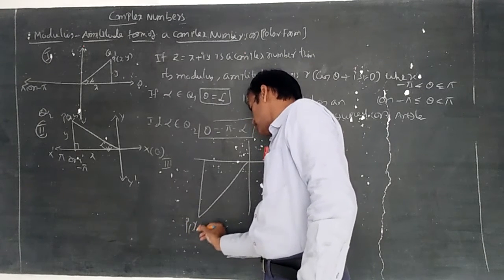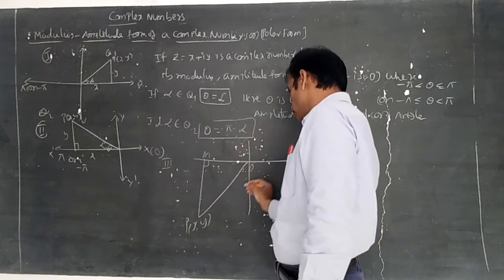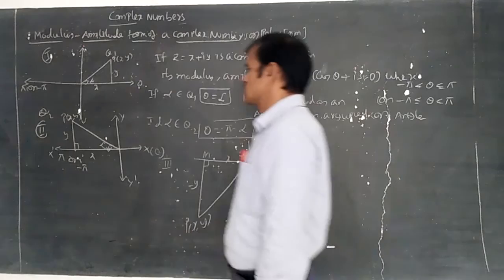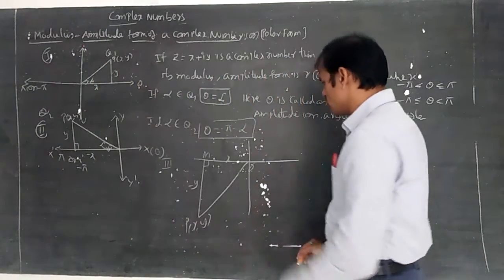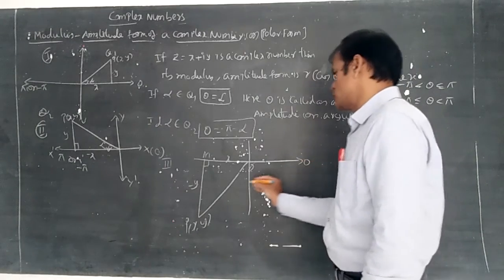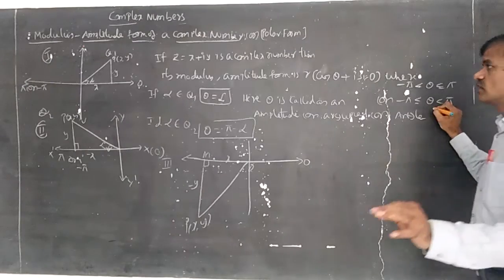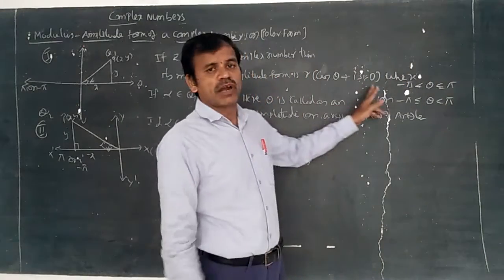P(x, y), (r, theta). This is M, this is O. This is x, this is minus y, like this. So this is minus x. Here, this is 0, this is minus y. What I said here, the definition, the mathematicians are defining like this, the modulus amplitude form.